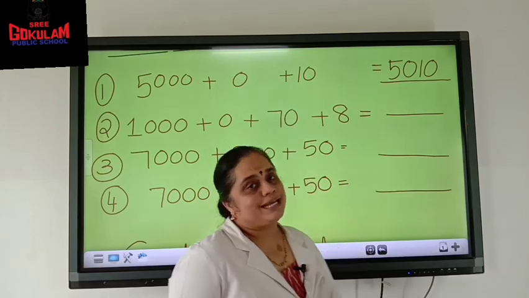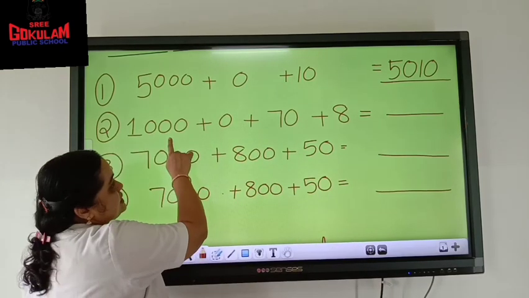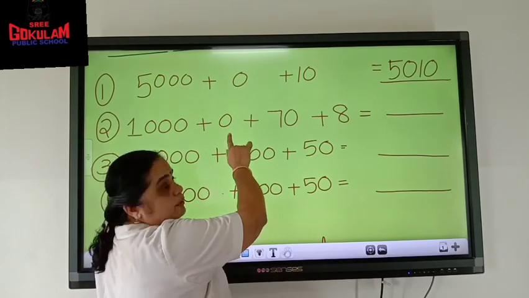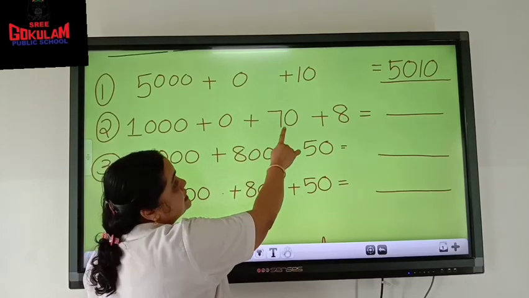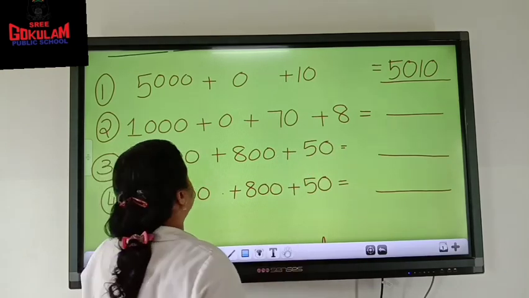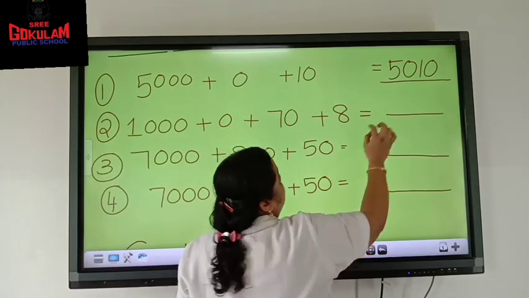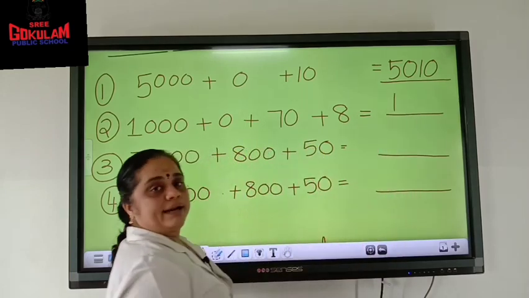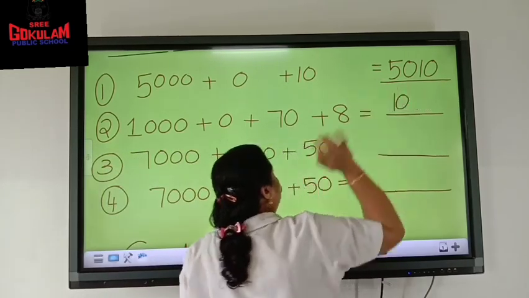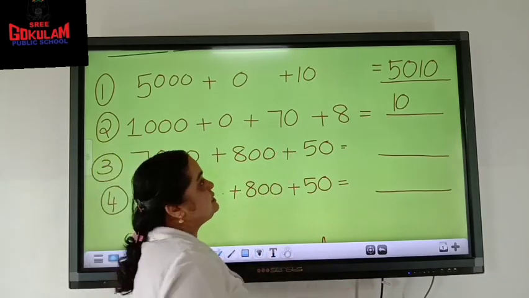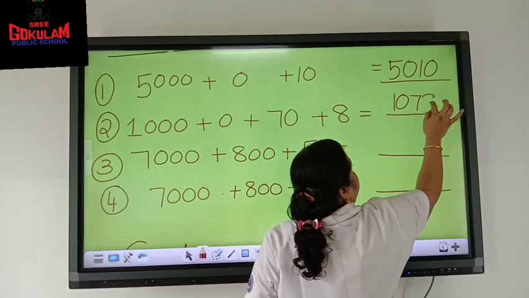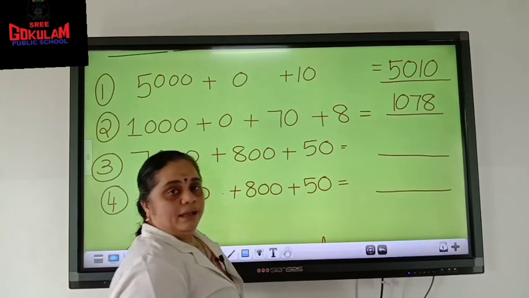Let's go for the second example. 1000 in its thousands place plus 0 in the hundreds place, 70 in the tens place and 8 in the ones place. So how will the number come? For 1000 we will write 1 here. In hundreds place we have 0. In tens place you have 7. And in ones place you have 8. So what is the number?